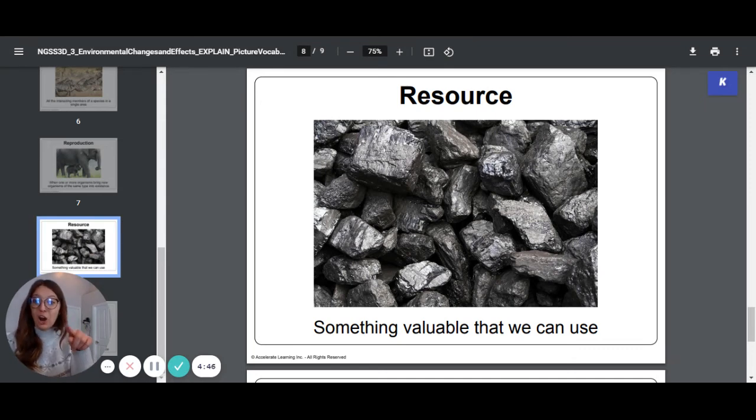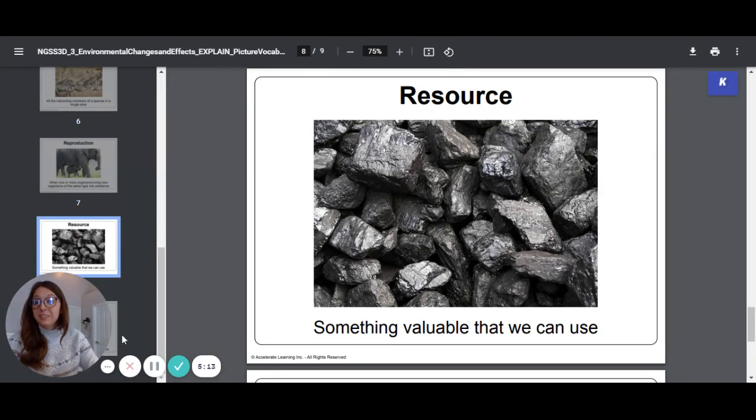Let's spell it. R-E-S-O-U-R-C-E. A resource is just something valuable that we can use. So it could be a natural resource, meaning it comes from nature. Maybe it is something like water, okay? Water would be a good example of a natural resource, so would wood or lumber.